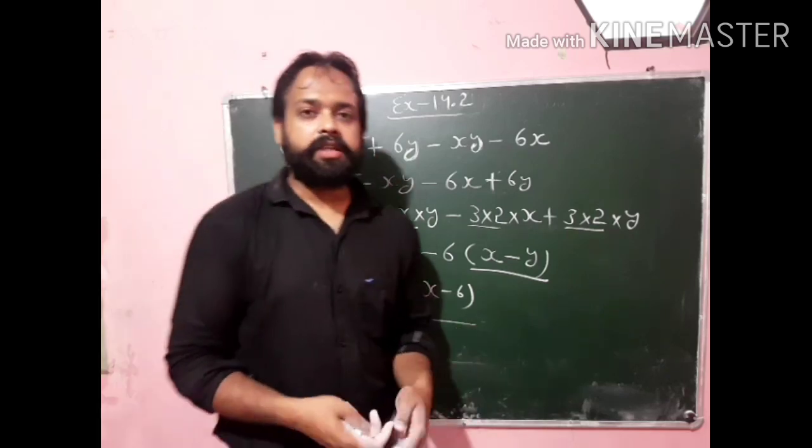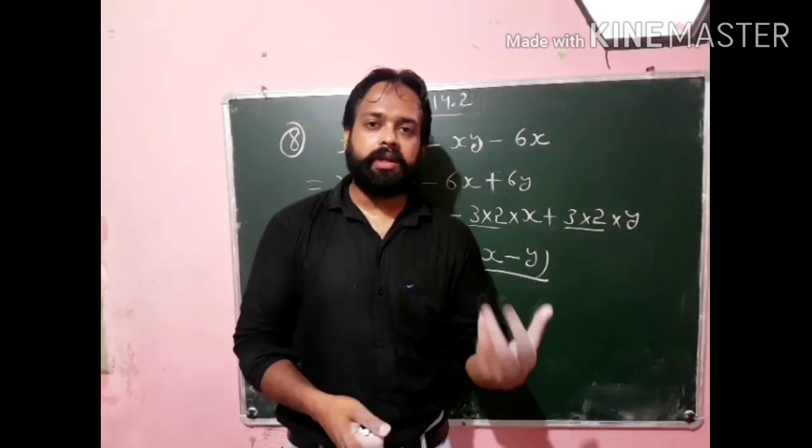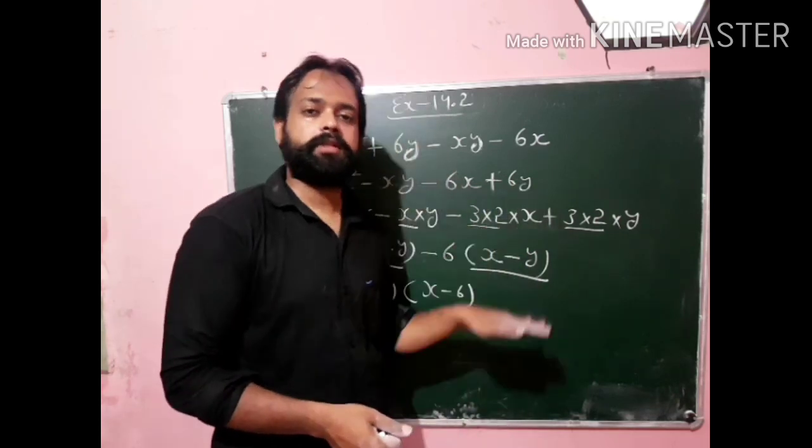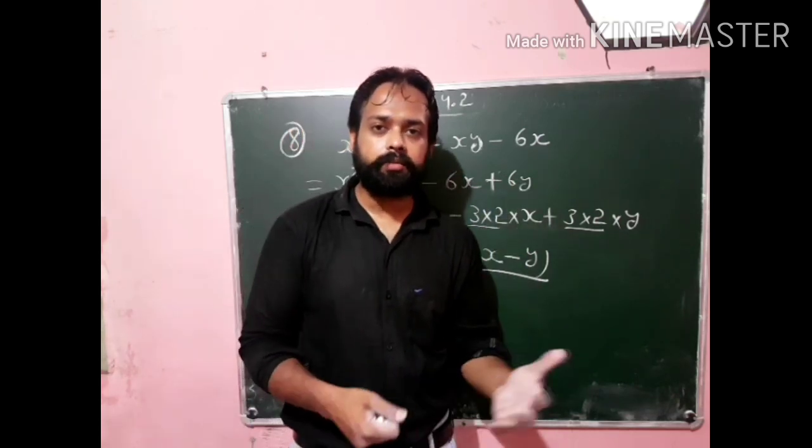So in this way, by changing the places of the terms, we can make the groups, and then we can follow the same steps to solve the sum. So I hope this is clear to you.